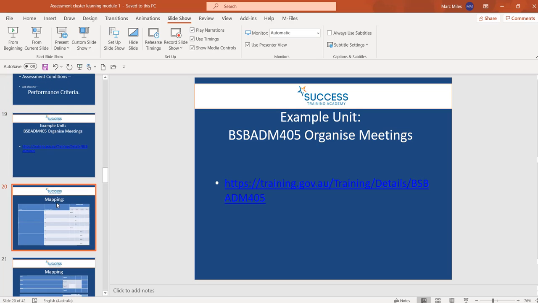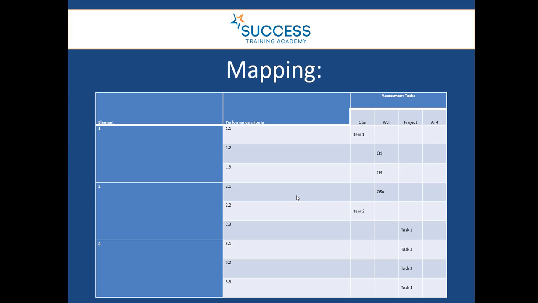Okay, cool. So now let me show you an example of what mapping looks like. So just as I was describing, what you can then do is maybe 1.1, you thought that was covered off in an observation checklist, item number 1. Okay, now 1.2, that could be covered off by a written test, and that's covered off by written question number 1. Okay, 1.3, that's covered off by question 3. 2.1, question 5, all right, and 2.2, item 2 on the checklist. 2.3, task 1 in the project, and task 2, task 3, task 4.